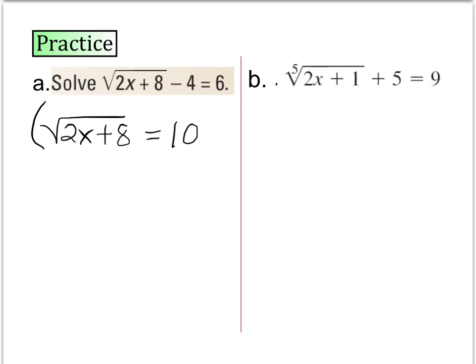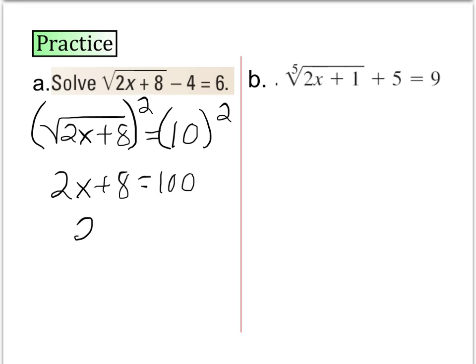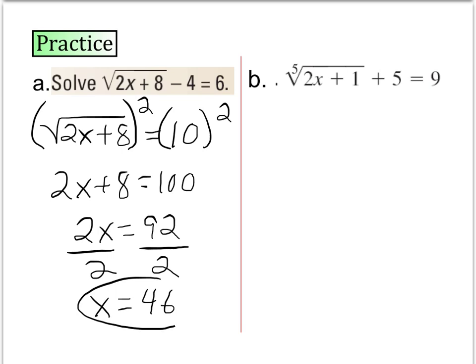Now I want to get rid of this radical symbol, so I'm squaring both sides. Remember, the square root symbol basically just means the second root taken of it. So if we square both sides, we end up with 2x plus 8 equals 100. Then we subtract 8 from both sides, we get 2x equals 92. We divide both sides by 2, and we get x equals 46.